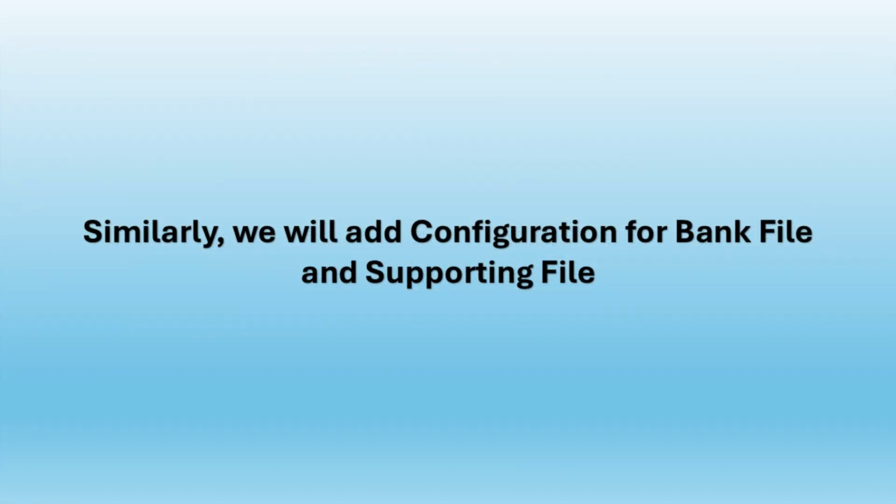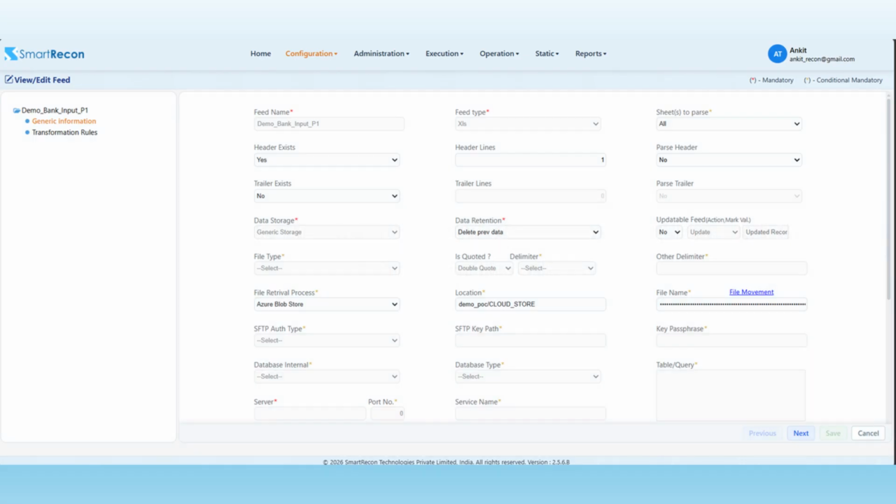Now we will quickly configure the feeds for our bank statement and ledger supporting files. The process is very similar to what we did for the ledger input feed, so I will move through this quickly. First, let's configure the bank input feed. Go to feed configuration, click add feed, name it demo_bank_input_p1. Since our file is in Excel format, select feed type as XLS.